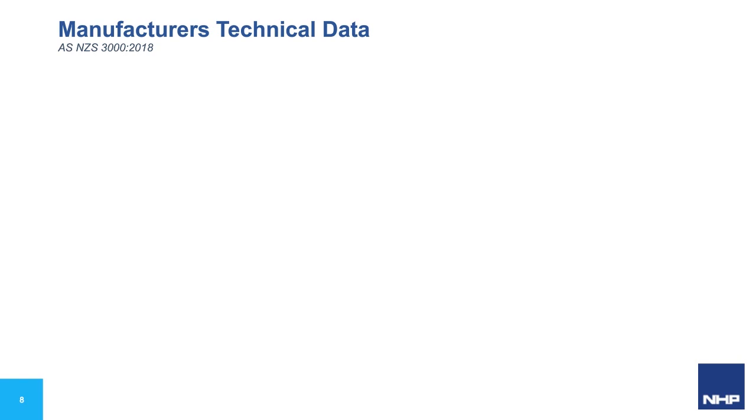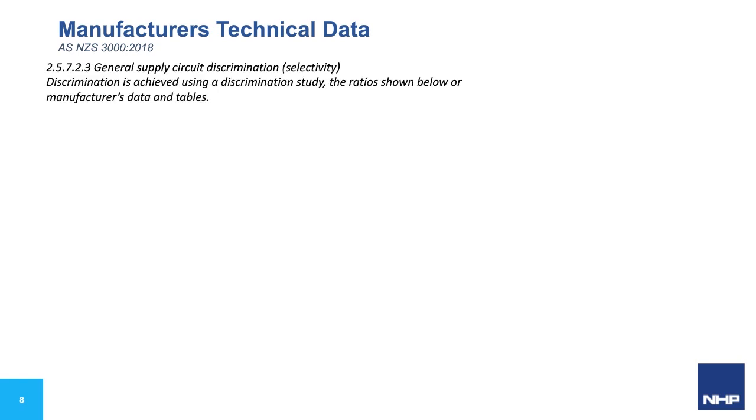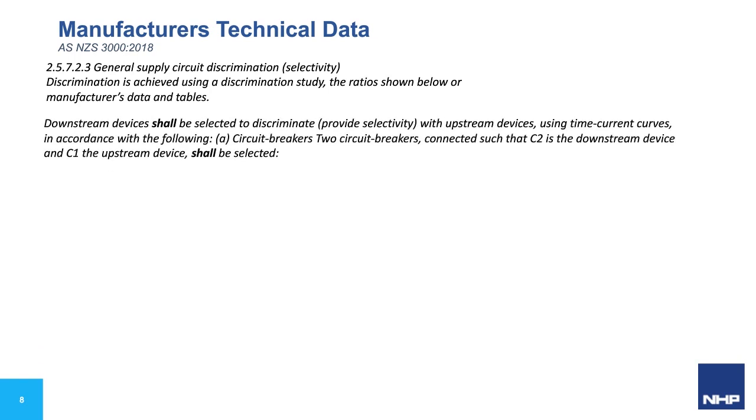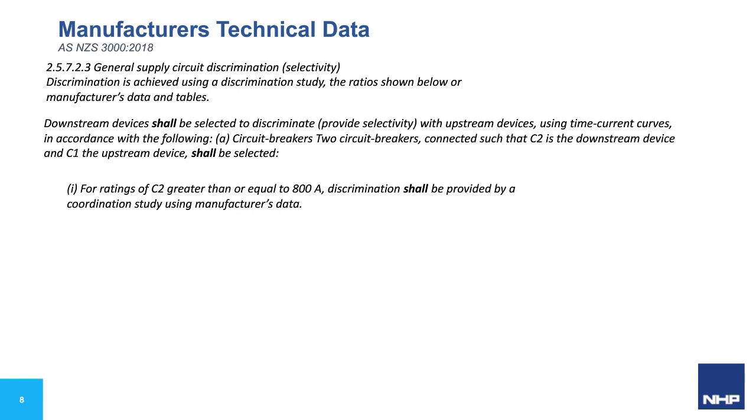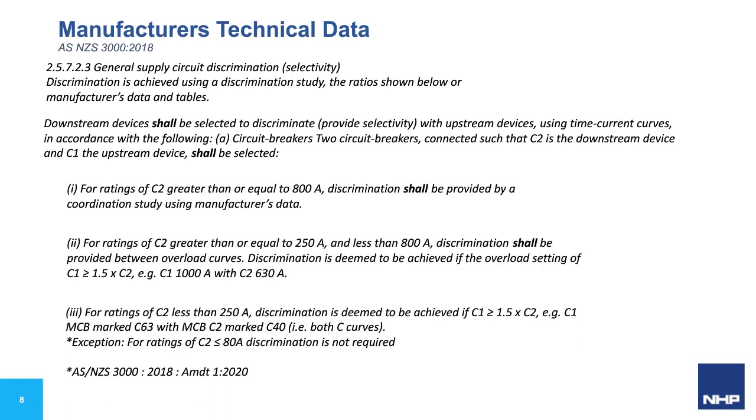AS/NZS 3000:2018 continues to say that discrimination (selectivity) is achieved using a discrimination study, or the manufacturer's data and tables, or the comparative current ratios shown in the standard. Major equipment manufacturers go through extensive testing of combinations of circuit breakers to identify and publish selectivity values, and the latest revision of AS/NZS 3000 mandates the use of this data on all circuits where the downstream breaker is greater than or equal to 800 amps.